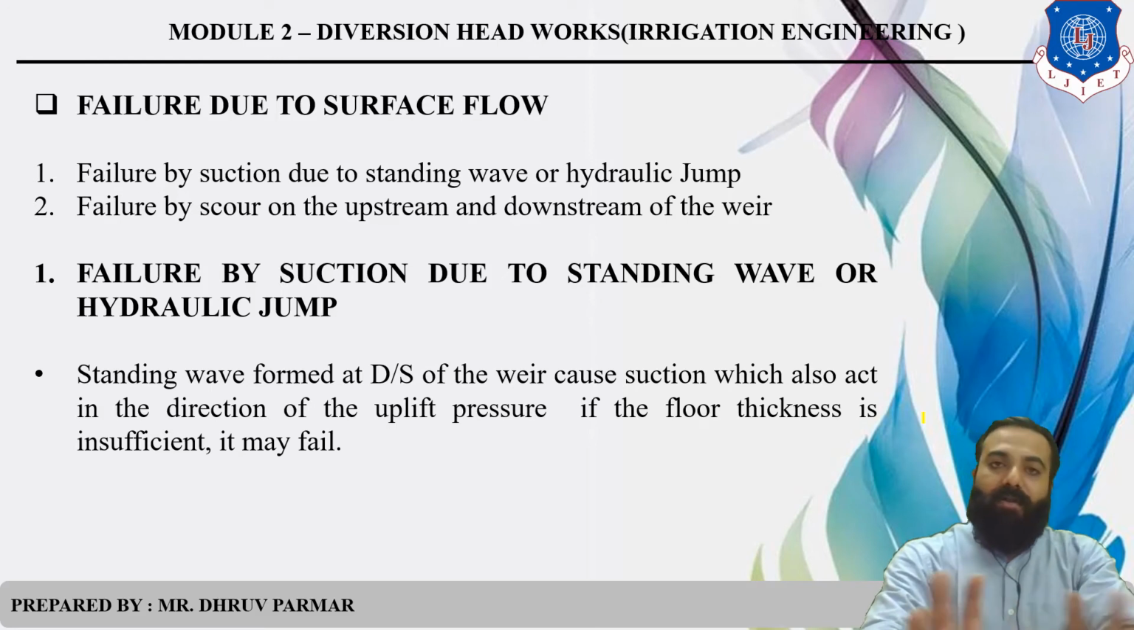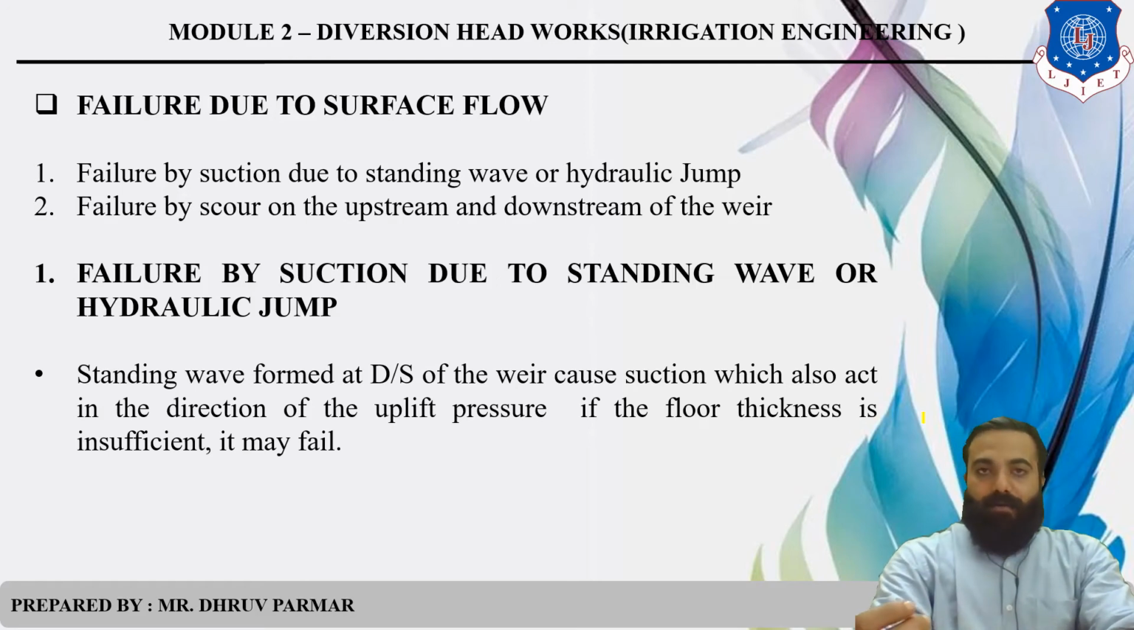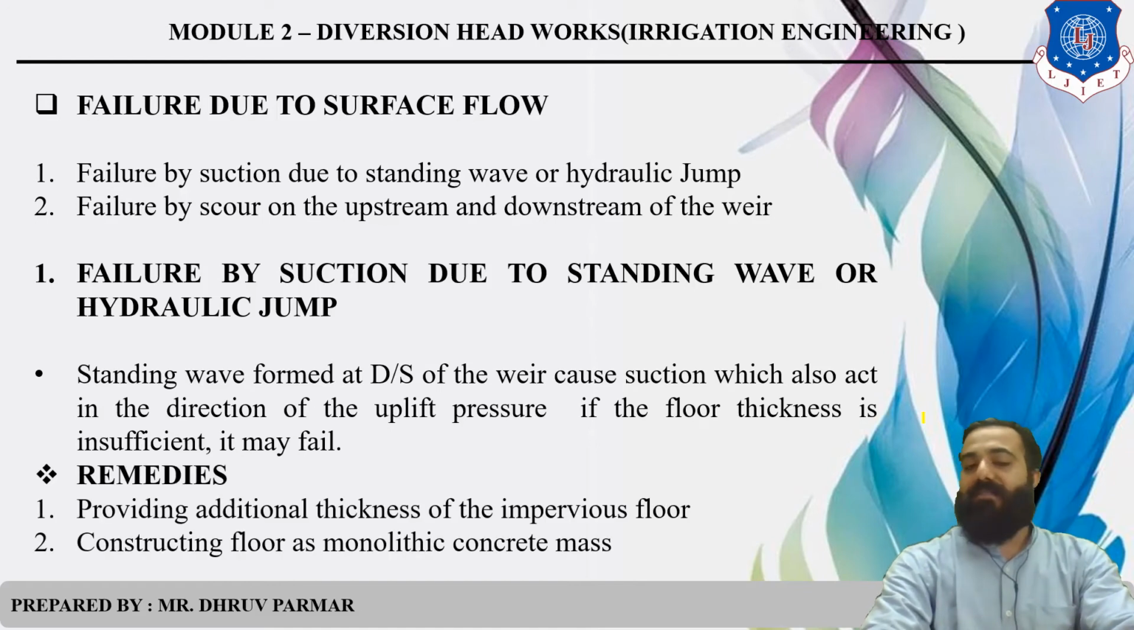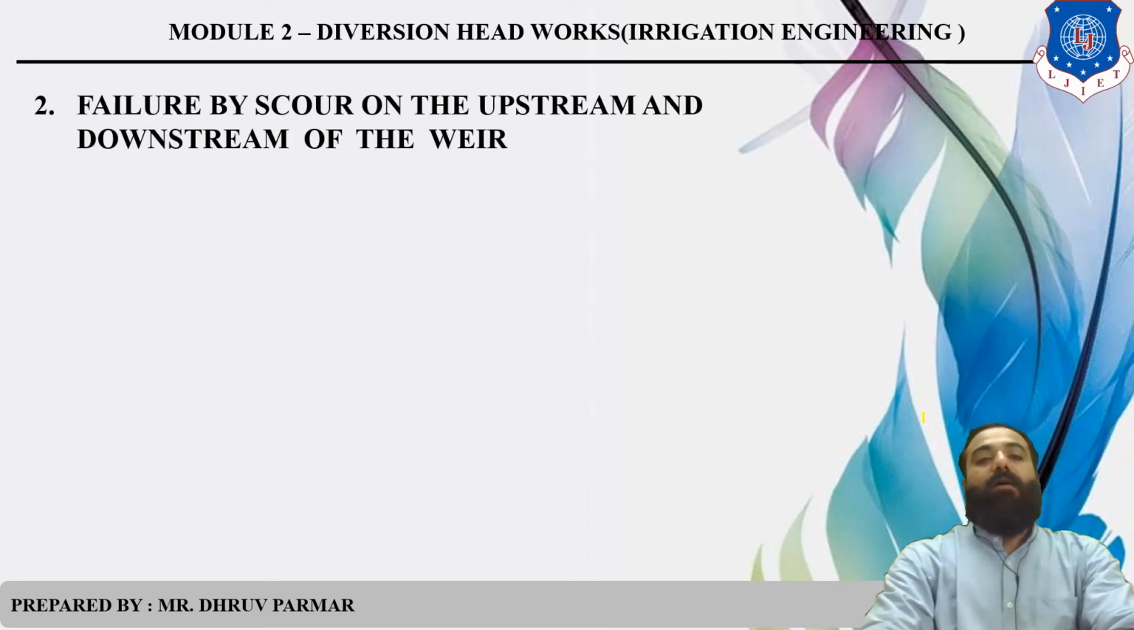We already studied that if the weight is insufficient to resist uplift pressure, then that particular weir will fail. So what are the remedies? Again, the same remedies. First, providing additional thickness of the impervious floor, which means increasing the weight of that floor. Second, constructing the floor as a monolithic concrete mass, which means the impervious floor is constructed as a monolithic, homogeneous structure.